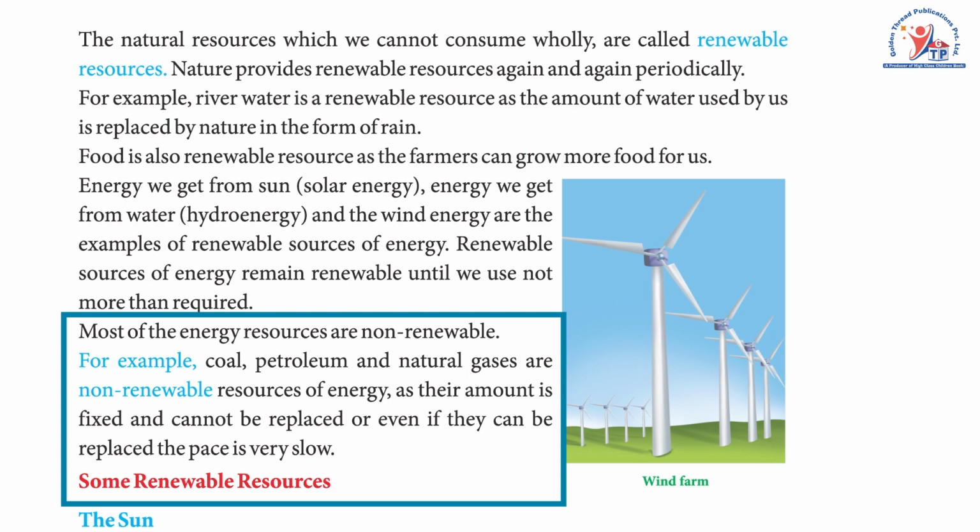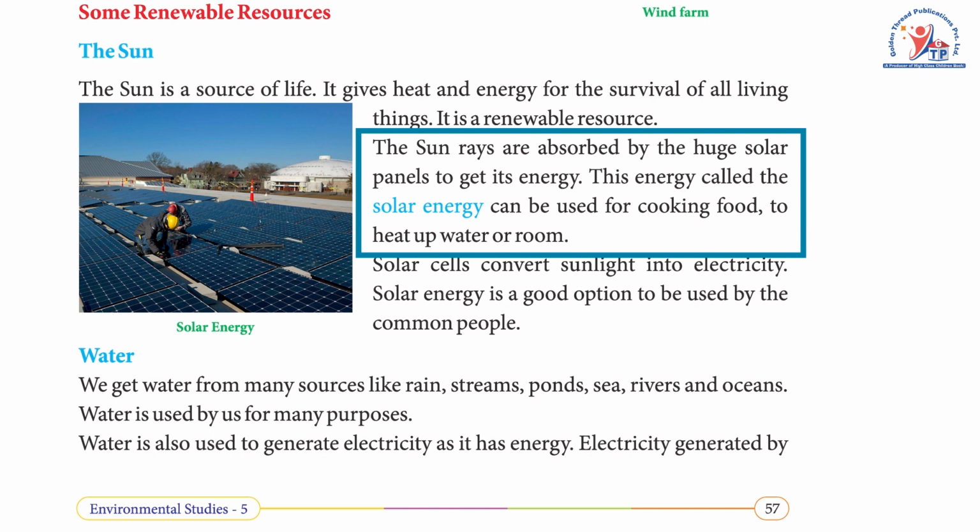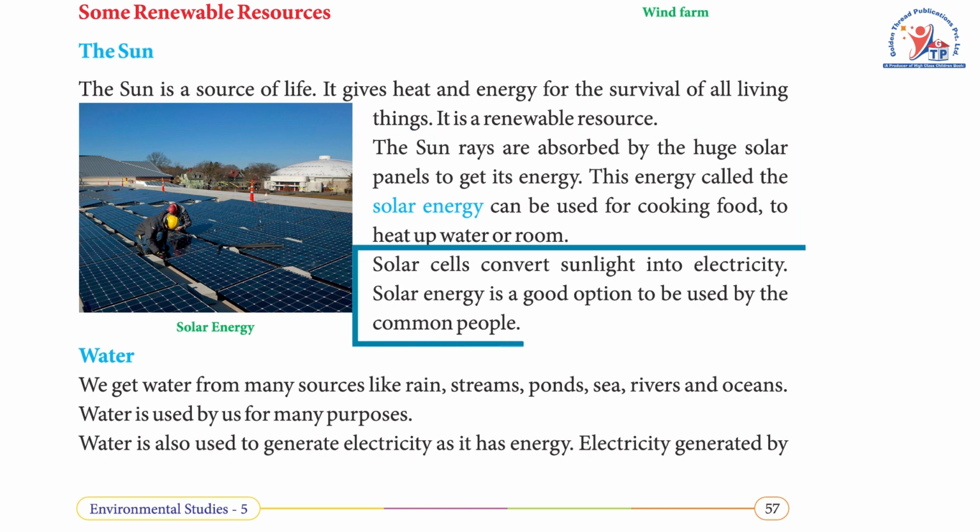Some renewable resources. The sun. The sun is a source of life. It gives heat and energy for the survival of all things. It is a renewable resource. The sun rays are absorbed by the huge solar panels to get its energy. This energy, called solar energy, can be used for cooking food, to heat up water or room. Solar cells convert sunlight into electricity. Solar energy is a good option to be used by the common people.